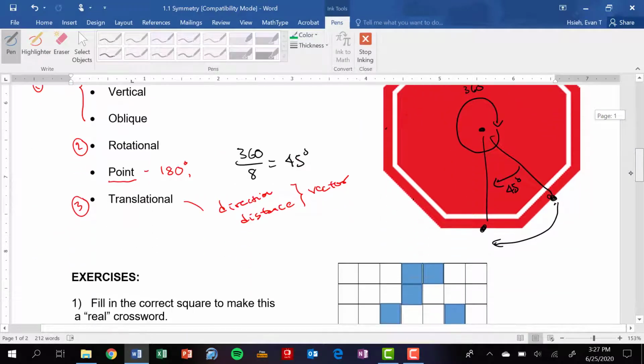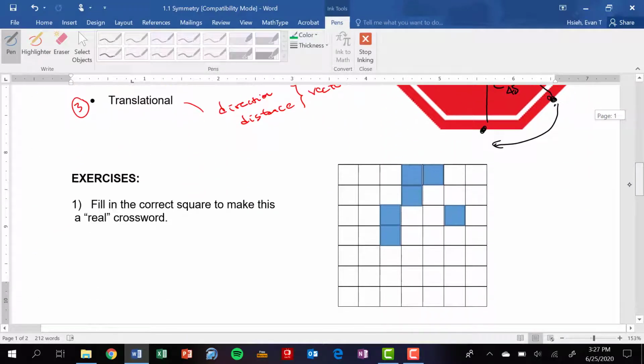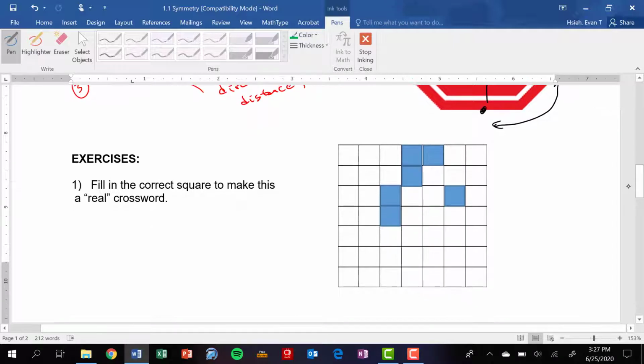All right, let's try this problem down at the bottom here. It talks about filling in a correct square to make this a real crossword. So in other words, it's going to have rotational symmetry. And if you think about it, it just means that if I flip it upside down, it's going to have the exact look as these right here.